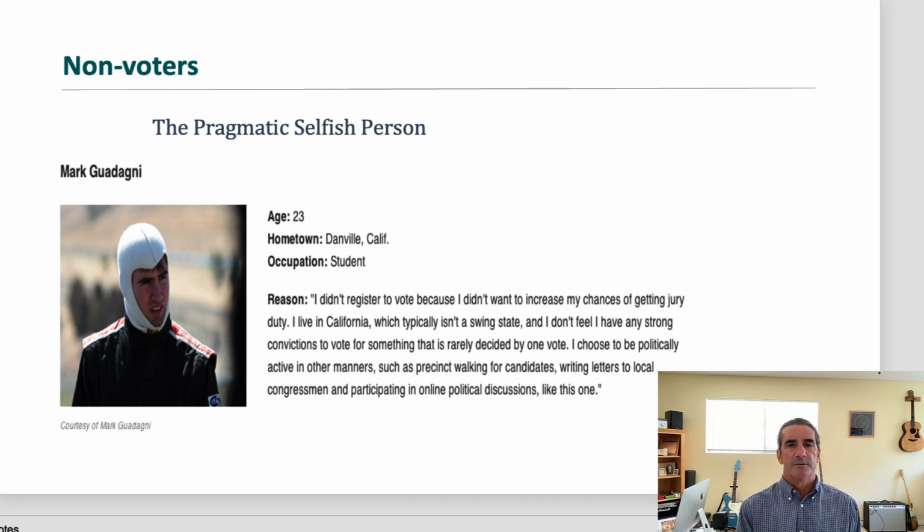Okay, so there's some statistical realism going on there. Yes, California's not a swing state in the presidential election. That doesn't mean there aren't all kinds of competitive in-state and other federal races where votes matter, but all right. This is my favorite part, though. "I choose to be politically active in other manners, such as precinct walking for candidates, writing letters to local congressmen, and participating in online discussions like this one." I'm sorry, but if you're walking the precinct for a candidate, you're voting for that candidate. I don't believe this guy for a second. But whatever. People have their reasons for not voting.